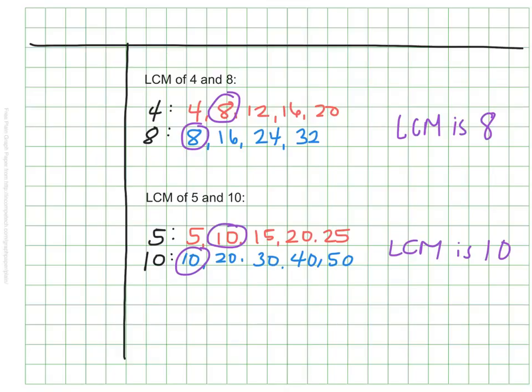Do you notice anything happening here? Do you see a pattern at all in what we have seen in both of these situations? In these situations, the lowest common multiple is one of the numbers. The lowest common multiple of 4 and 8 was 8, which was one of our numbers. The lowest common multiple of 5 and 10 was 10, which again was one of the numbers. Why do you think that is? Do you have a guess? Pause the video and write down your prediction. Why do you think it is that in both of these cases, one of the numbers was the lowest common multiple?